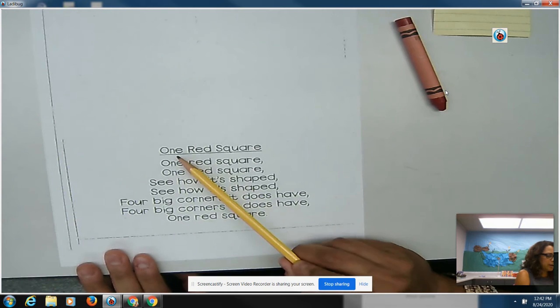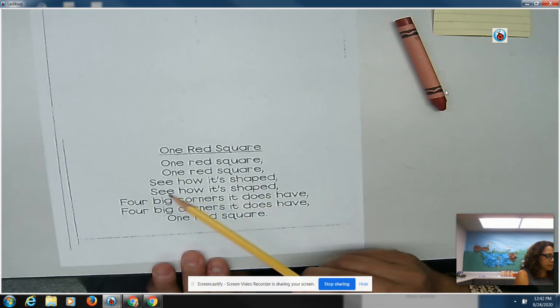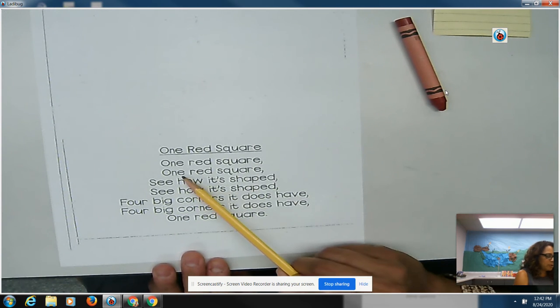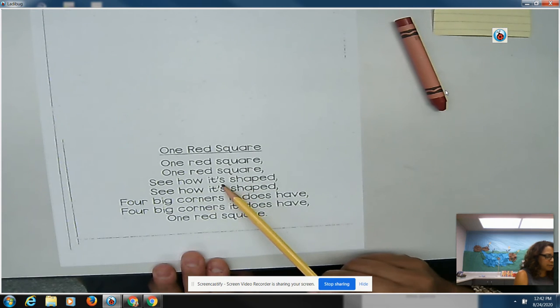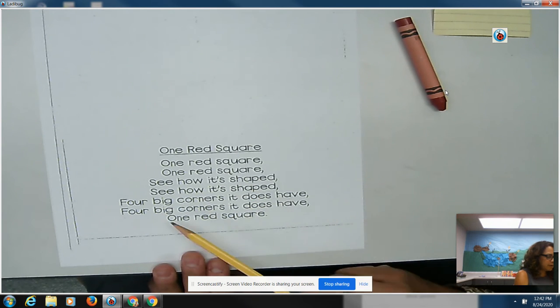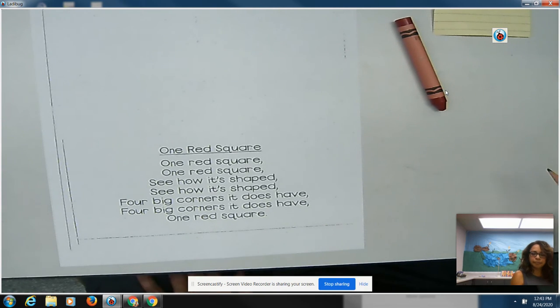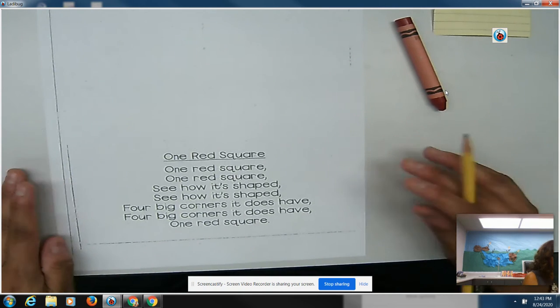It says, one red square. See how it's shaped, see how it's shaped. Four big corners it does have, four big corners it does have. One red square. All right. Sorry about the singing, it's a little bit flat, but I tried my best to reach that note.